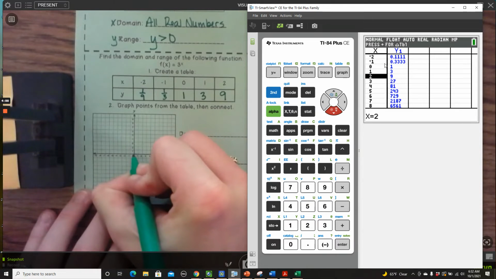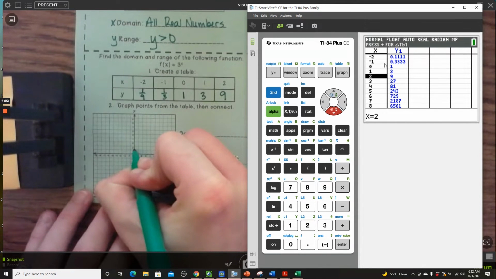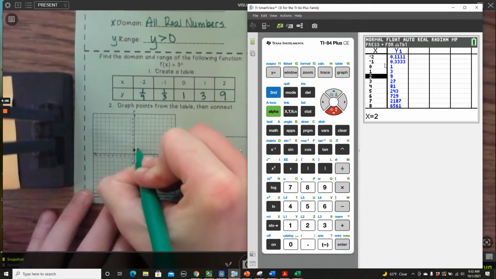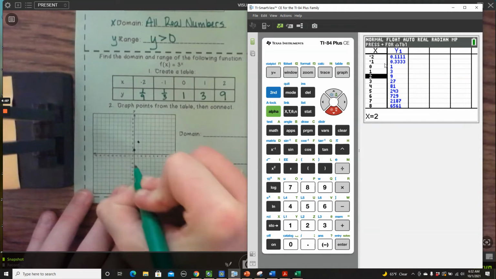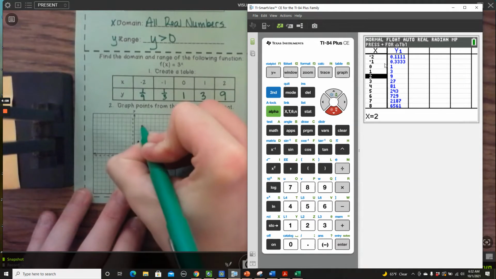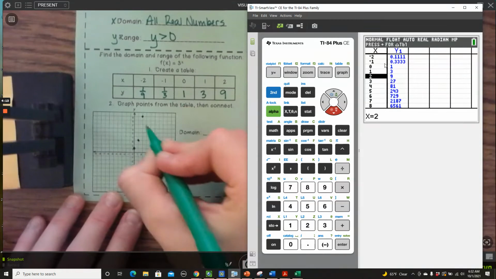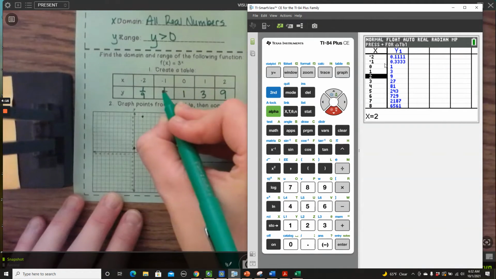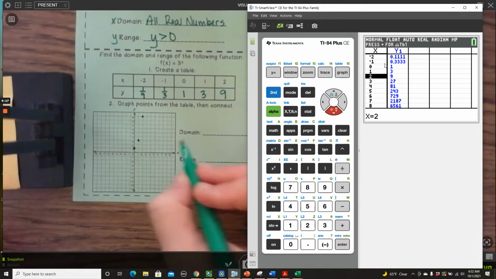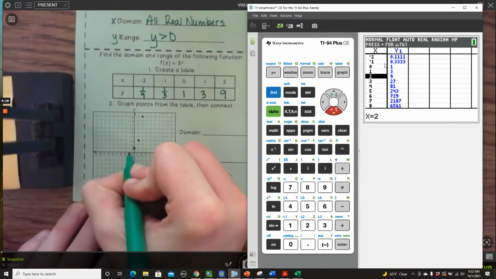So when x is 0, y is 1. When x is 1, y is 3. And when x is 2, y is 9. And so I know what this is going to look like. So if you need to put more points in, you can always kind of guesstimate.